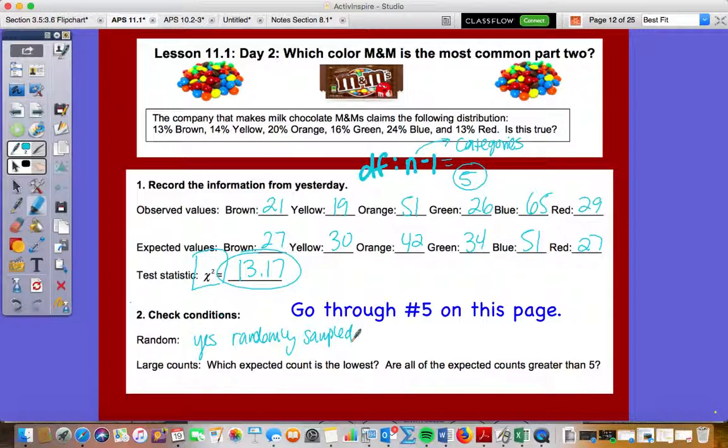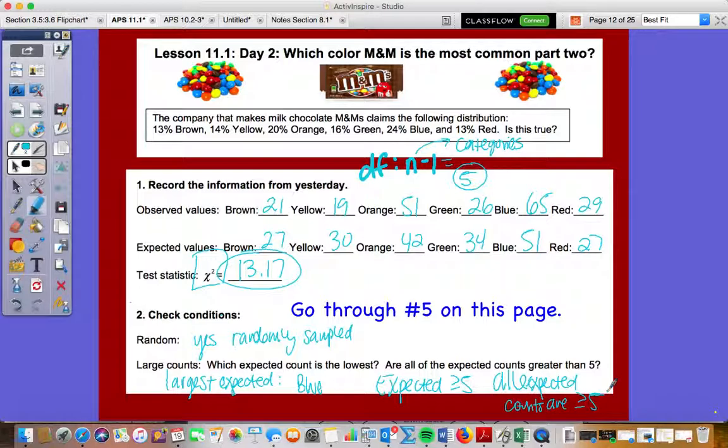In this instance, the largest expected was blue, right? And because of that, we know that all expected counts have to be greater than or equal to 5. This is our new law of large counts, so to speak. And in fact, they are. So we would just say that all expected counts are greater than or equal to 5. So we're good there.